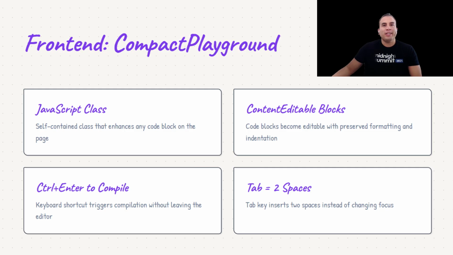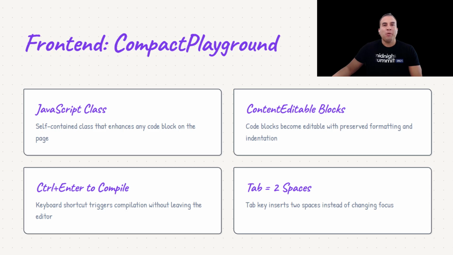The frontend is a self-contained JavaScript class called CompactPlayground. When it initializes, it scans the page for code blocks and enhances them with editing and compilation capabilities. The code blocks use contenteditable, so there are real editable divs, not text areas. This gives you the proper syntax highlighting and formatting while still being editable.